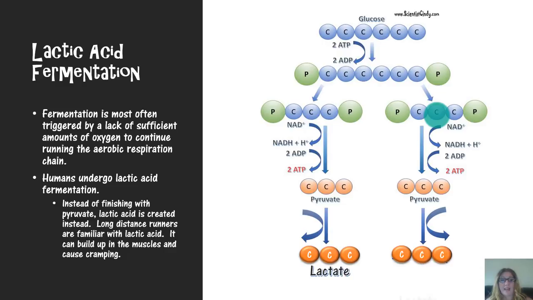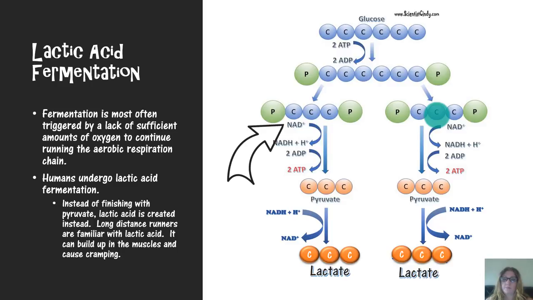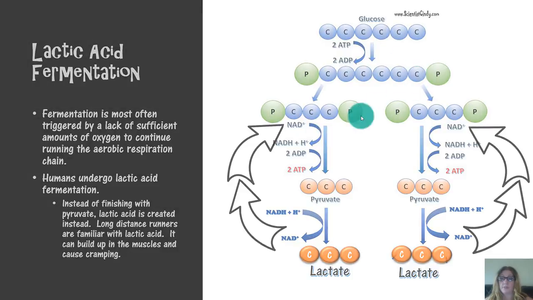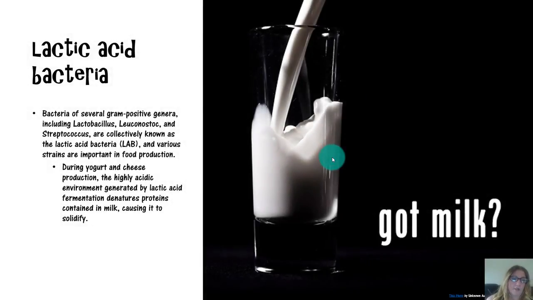Fermentation is most often triggered by a lack of sufficient oxygen to continue running aerobic respiration. For example, humans undergo lactic acid fermentation. Instead of finishing with pyruvate, lactic acid is created inside of the muscles. Long-distance runners are familiar with lactic acid. It can build up in the muscles and cause cramping. Another thing to note is that in fermentation, we get a replenishment of the NAD+ molecule, which is really important to keep glycolysis going.